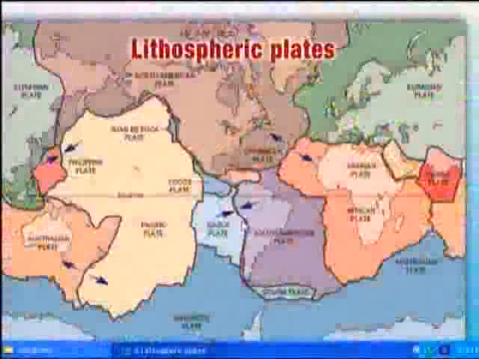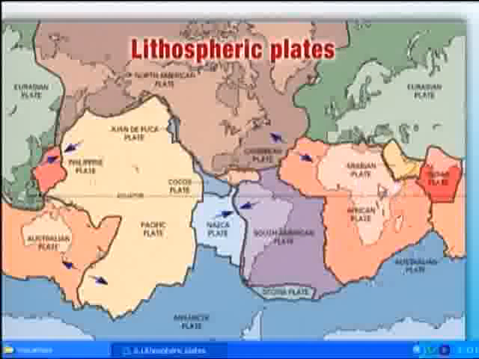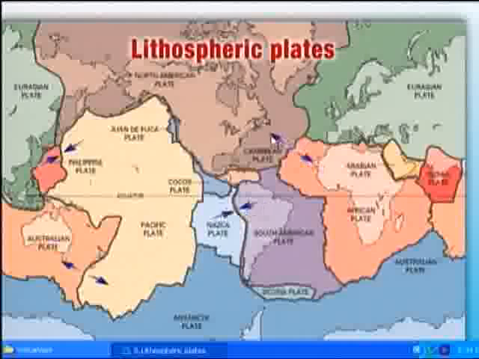On this world map, you are going to see the different lithospheric plates. Now, what is important here is that plates move in different directions. You have plates moving towards each other. They are called convergent plates, and plates moving away from each other are called divergent plates.